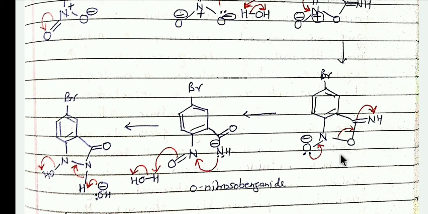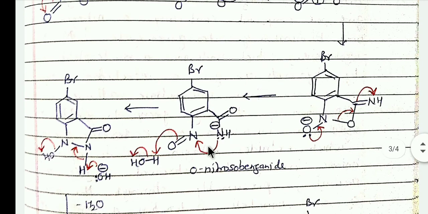Now in this structure, electron delocalization takes place. The lone pair of electrons on the oxygen atom forms the bond between the nitrogen and oxygen atom. This bonding electron is displaced to this carbon and oxygen atom, and this bonding electron is displaced to this nitrogen atom. So ring opening takes place here, and we get another open-ring molecule, the anion of orthonitrosobenzamide.